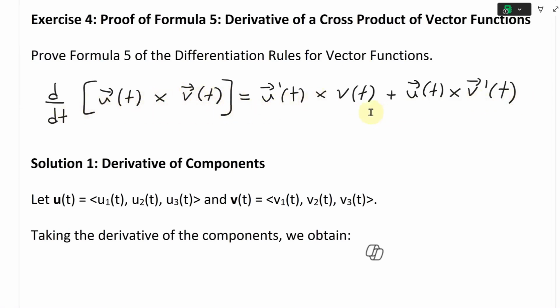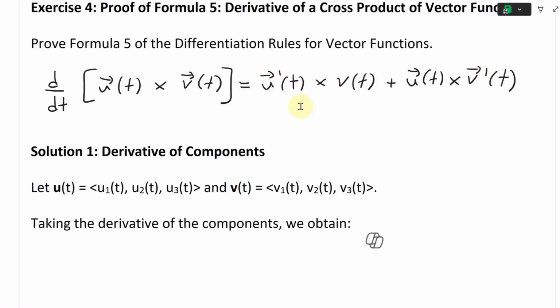Again, it's always the same component of the product rule, or the same counterpart of it. So now we're going to have u prime of t, a vector function, cross with v of t, plus u of t, a vector function, cross with v prime of t. So basically this is very, very similar to the product rule.